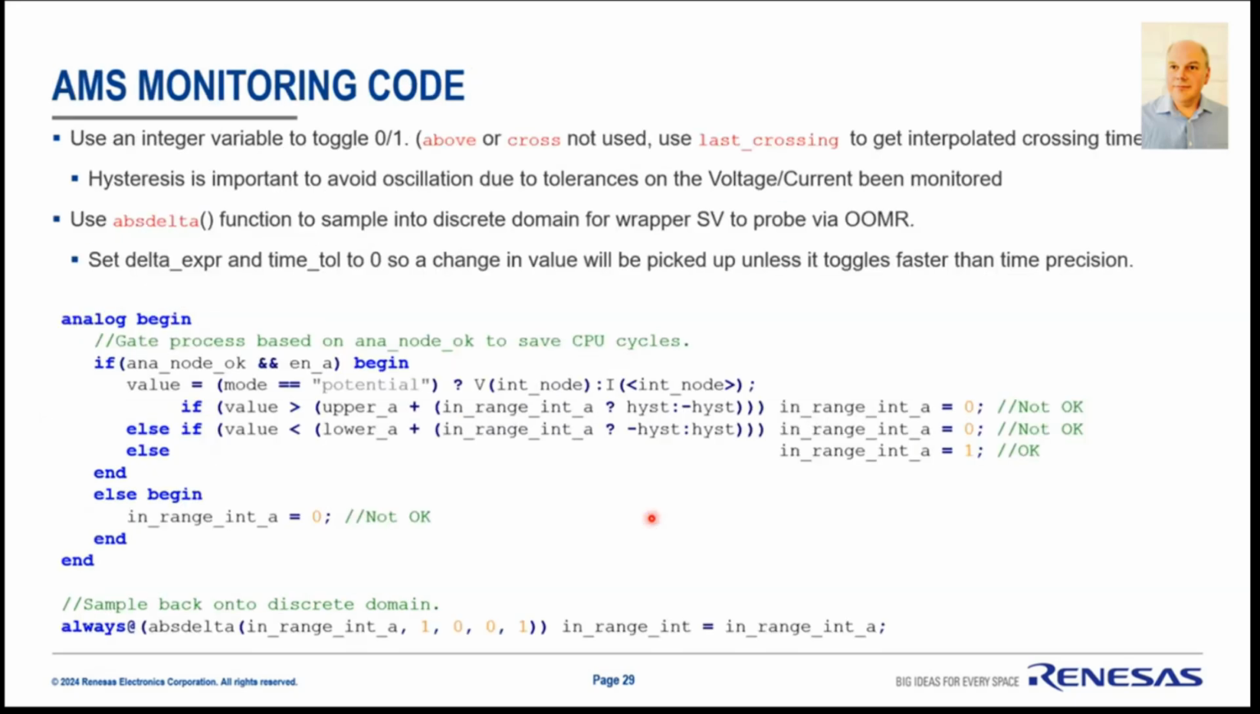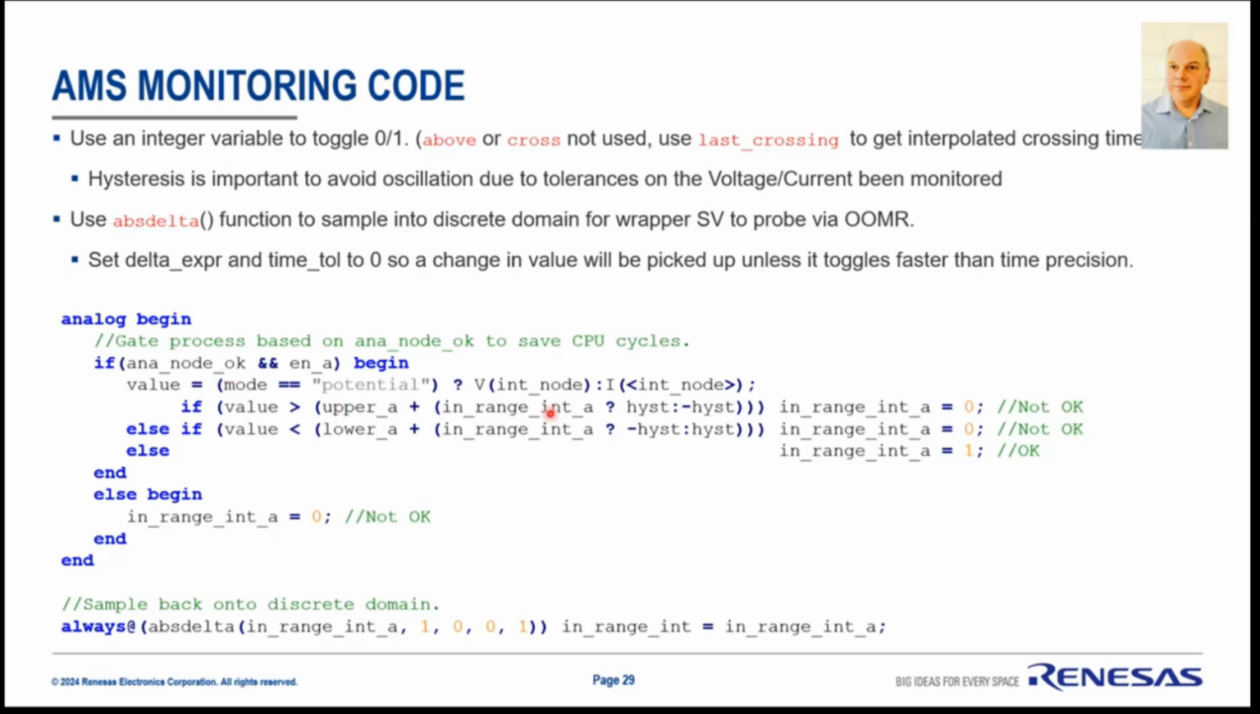So then we're now onto the code for monitoring. I use an integer variable to toggle 0 and 1, in range int a, and that just says whether the monitor is within range or not. I don't use above or cross. The reason being is they enforce time steps in the analog solver, and to be honest, if the thing's gone out of range, I don't need it right at the crossing point. It makes no difference. There's something wrong.